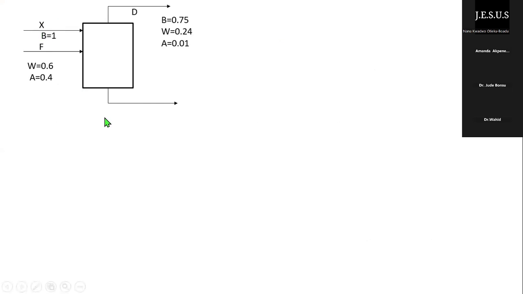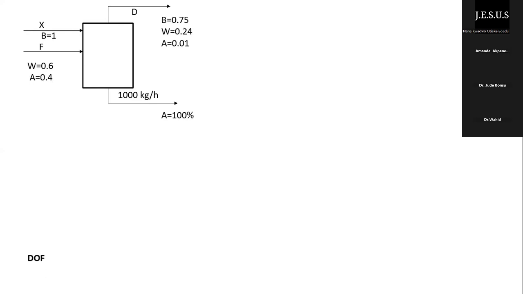And then we have a distillate and we have a bottom. So we've been given the composition of the distillate. So we have 75% benzene, 24% water, and then 1% alcohol. And then we have the bottom stream. That's going to be just pure alcohol. So that's 100% alcohol. And we're given the flow rate in the question as 1000 kilograms per hour.